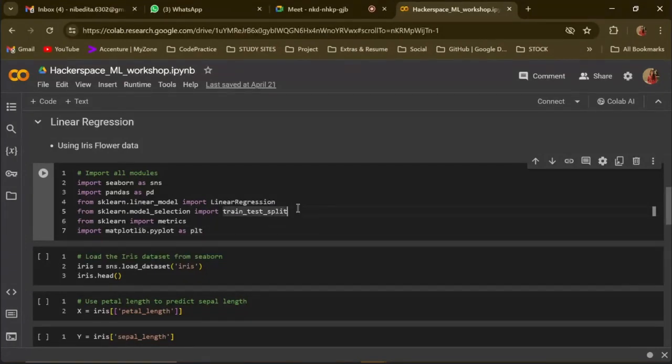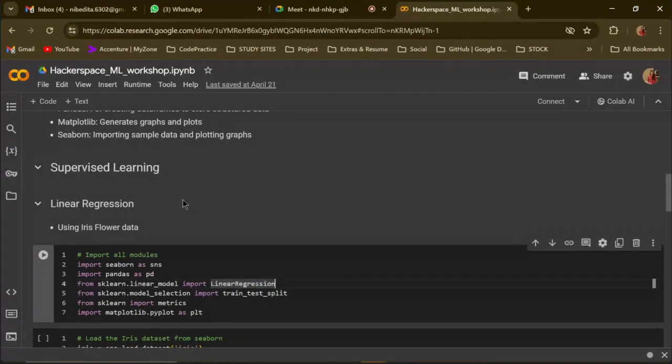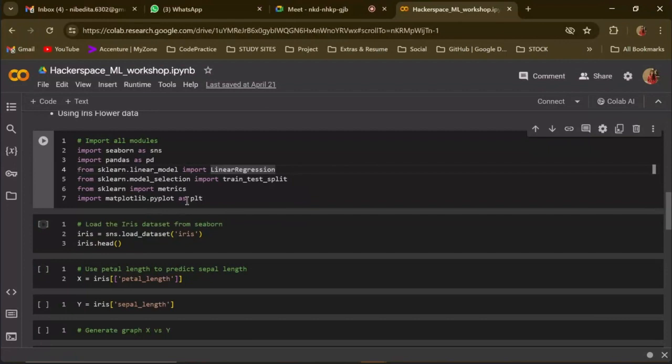Okay, what is the work of Seaborn? Seaborn we are using mainly to import sample data. Seaborn has a huge set of sample data, so we don't need to create our own data here. We are taking data from Seaborn. So these are the main three libraries that we are using.